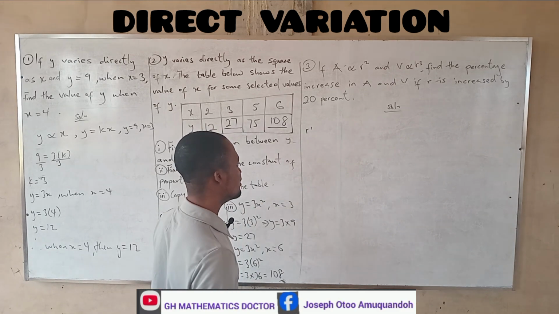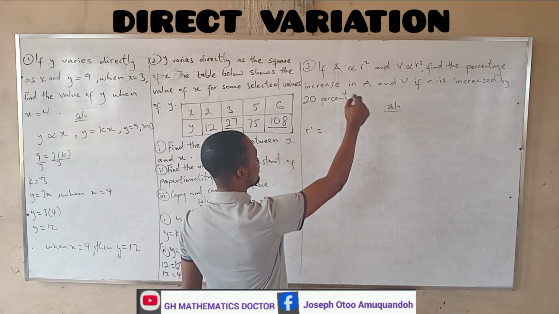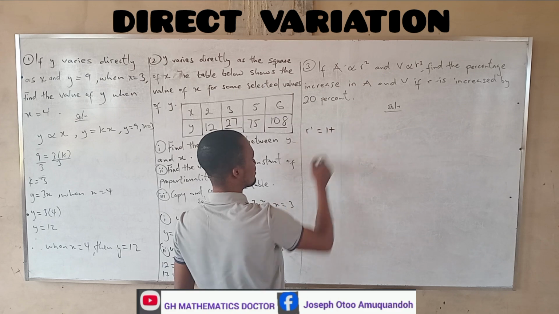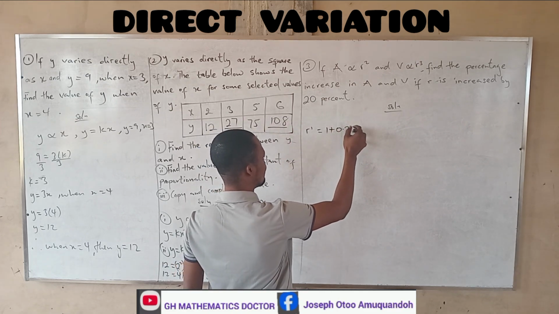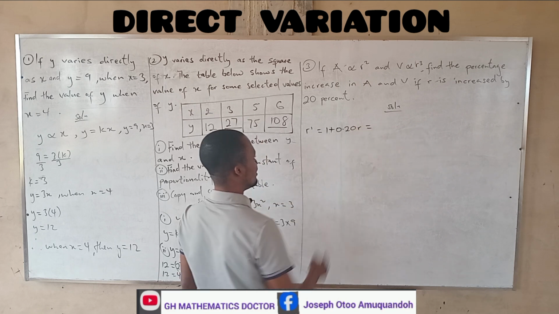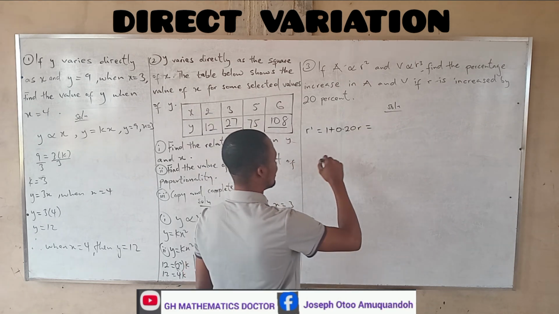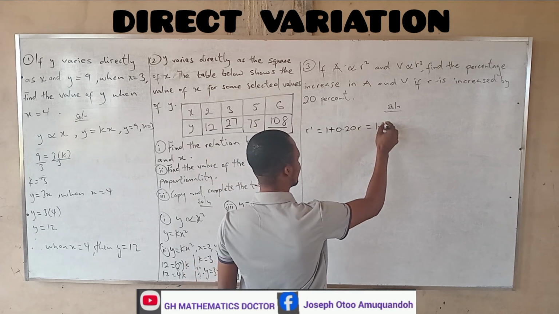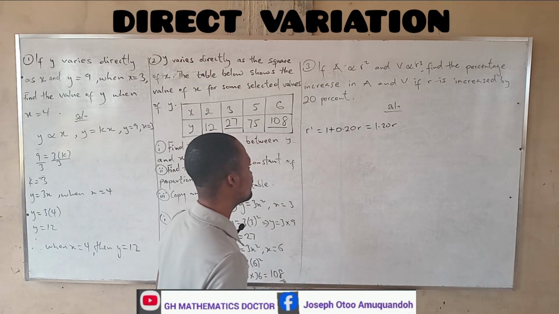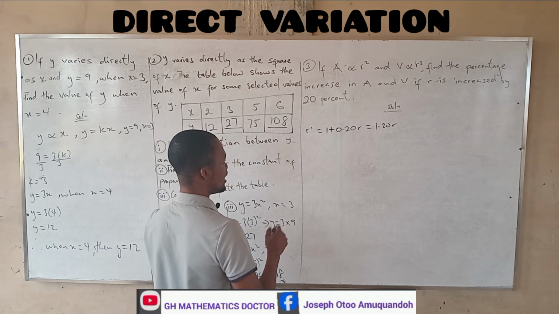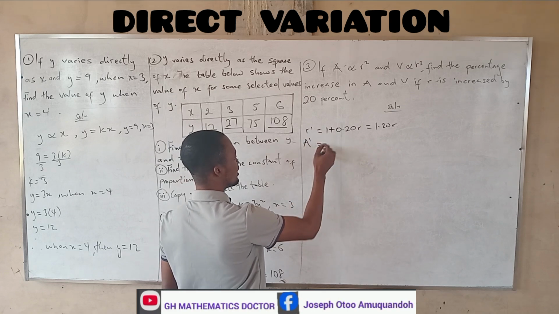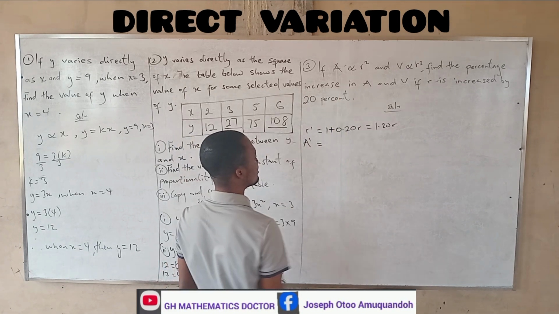So we are going to say that the new R or the new radius is equal to, the original radius was 1. So 1 plus, when it is increased by 20%, it is also in the form of 0.20 R. And our new R, we are going to get 1.20 R. So we need to get our new A, so our new area.